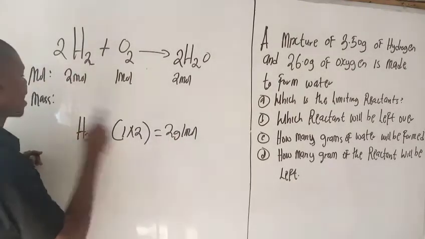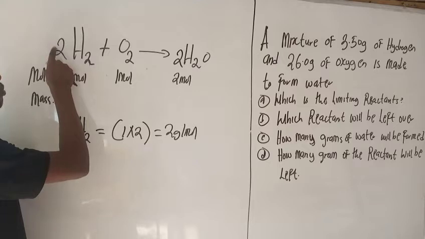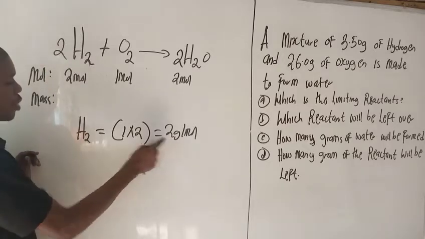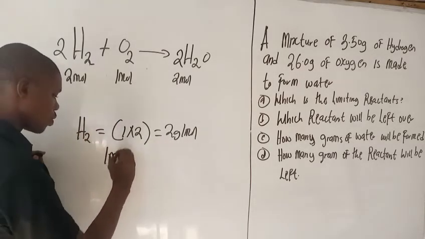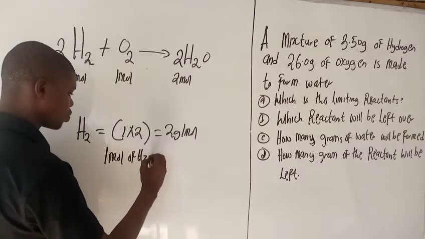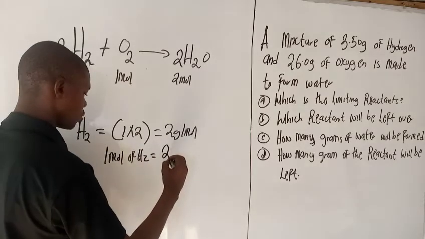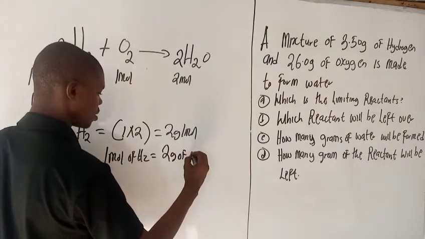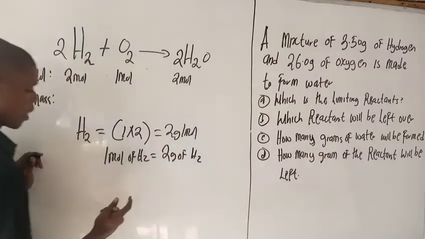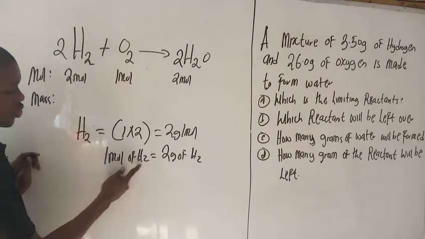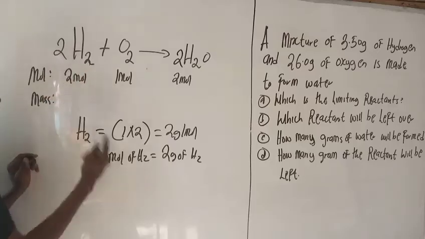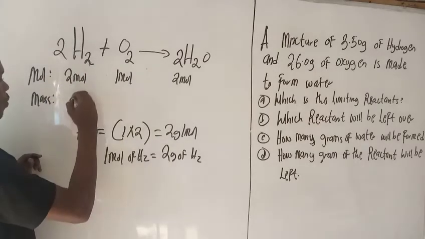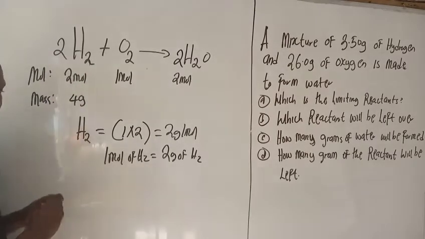So now how do you get the mass? Use the balanced mole to multiply the molar mass. Do you know the reason why? Because for every 1 mole of H2, here we have 2 gram of H2. How many moles do we have here? Here we have 2 mole. So 2 times 2, here we have 4 gram.